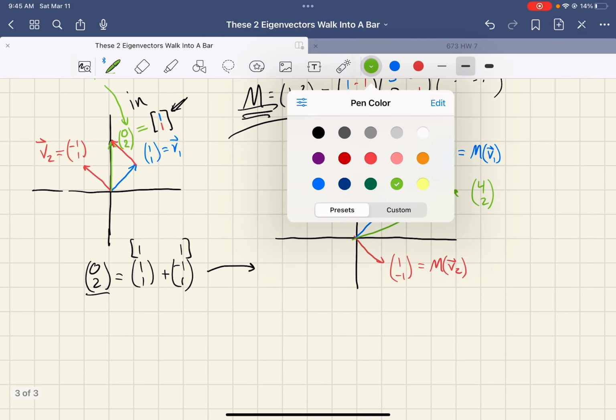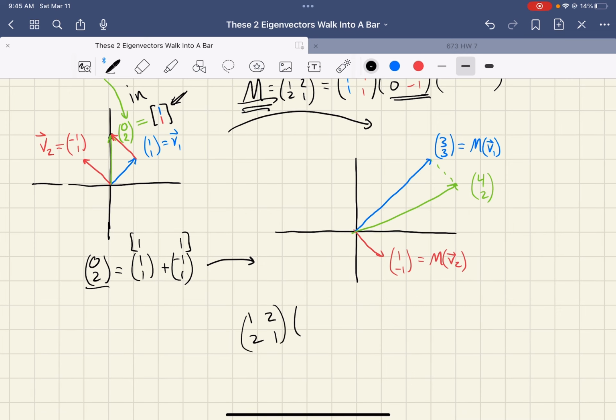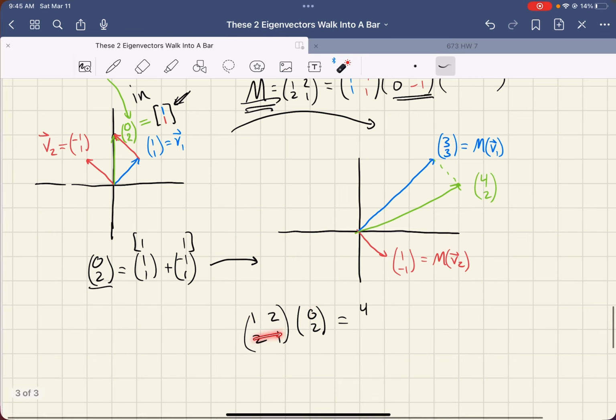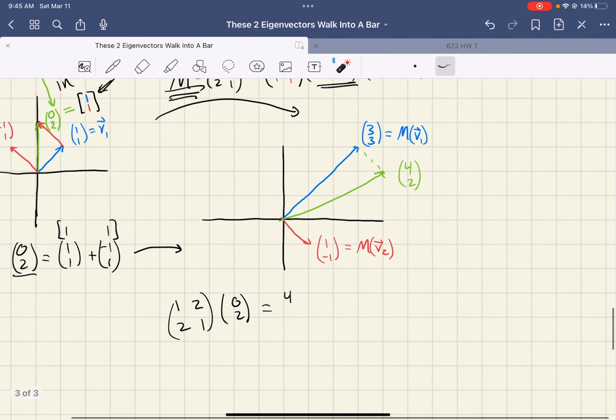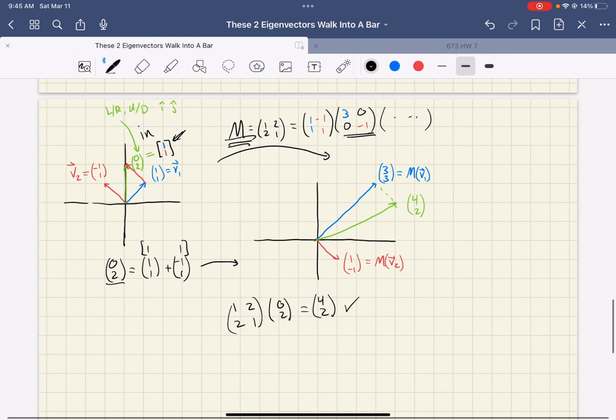And we can check. Let's check. So if I compute [[1, 2], [2, 1]] and I fed it (0, 2), then, okay, across a row, down a column, 1 times 0 plus 2 times 2, that's 4. And across a row, down a column, 2 times 0 plus 1 times 2, that's 2. It worked. Okay, it worked. This is why we love eigenvectors and eigenvalues, and this is eigenvector decomposition, or it's also called diagonalization.